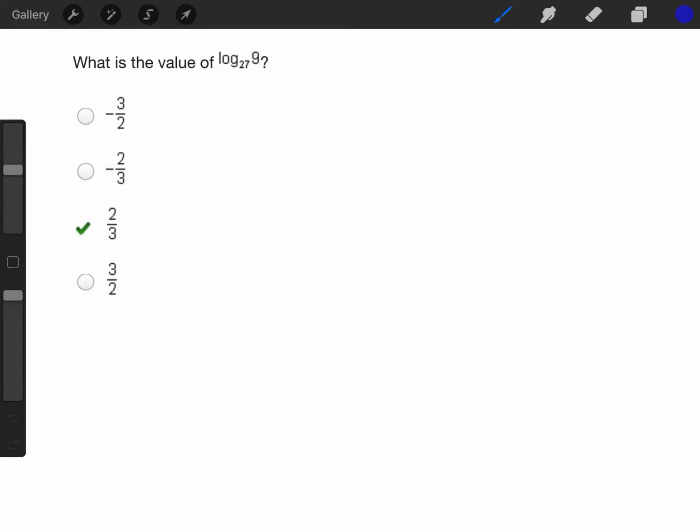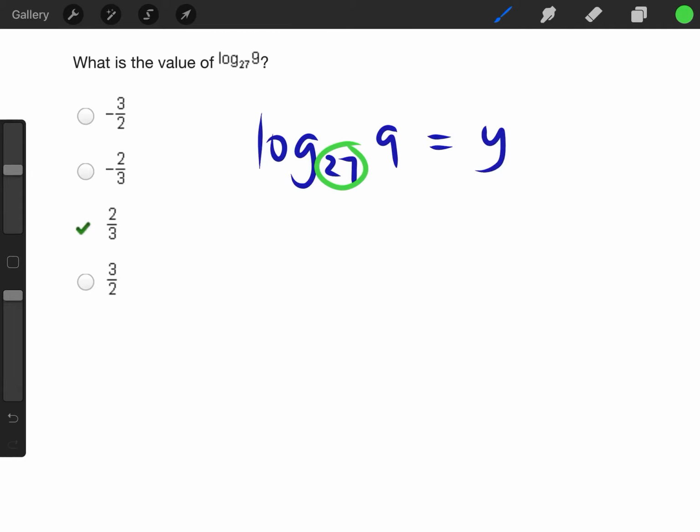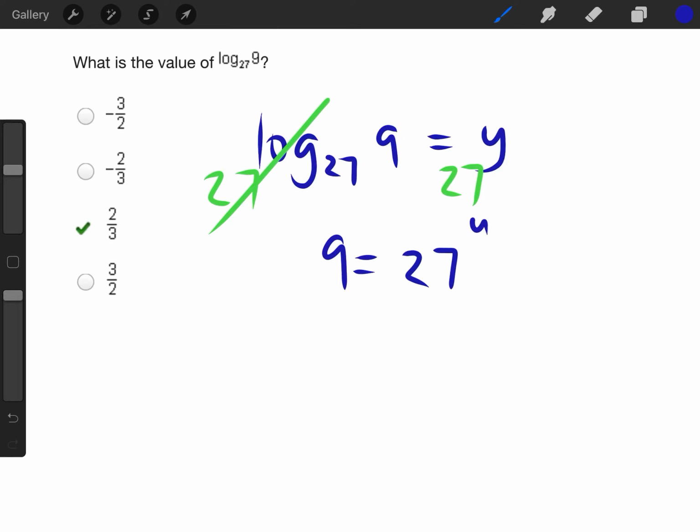All right, what's the value of that? You want to write log base 27 of 9 equals y. What we're going to do next is, since this is log base 27, I'm going to put a base 27 on both sides. It cancels out with the log base 27. Now the next thing I have is 9 equals 27 to the y power. Now how do I solve this one? Understand that 9 and 27, you can convert both terms to base 3.